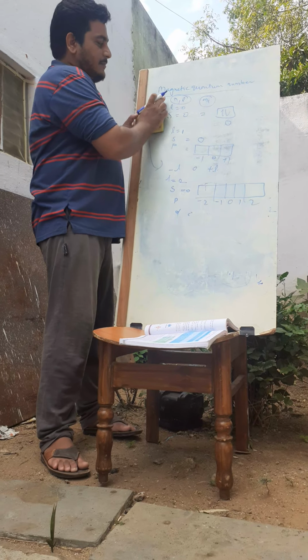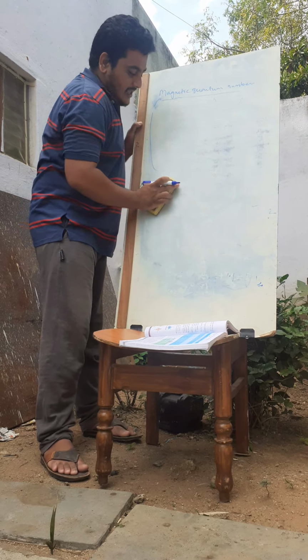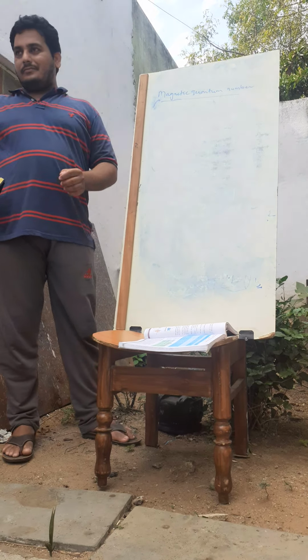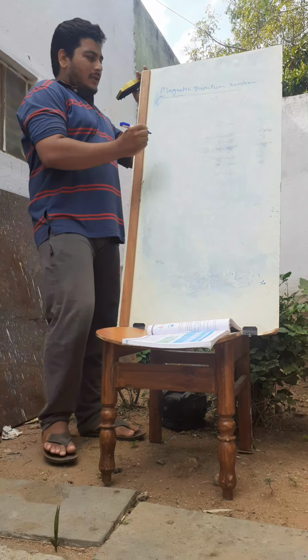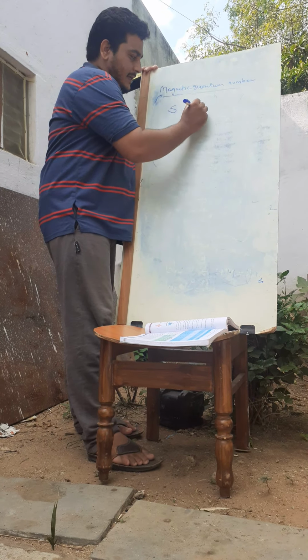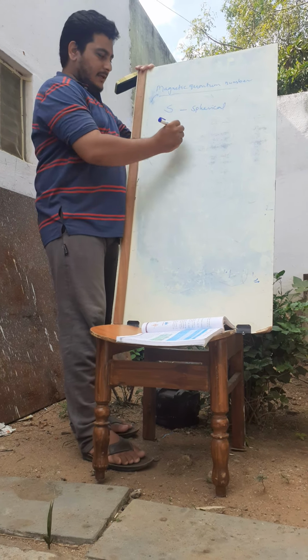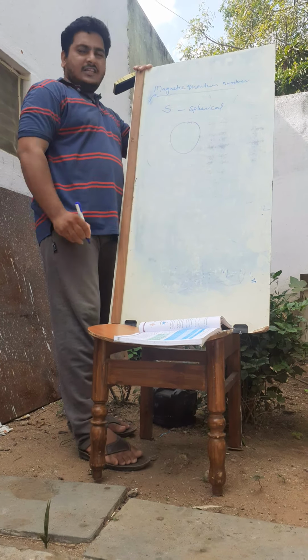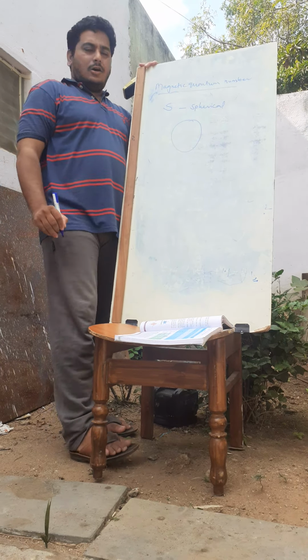Now coming to the shapes of the orbitals. S is there, p is there, d is there. Electrons are revolving. In what path are they revolving? Normally, when you talk about the s orbital, it has a spherical shape. This is the shape of the s orbital.